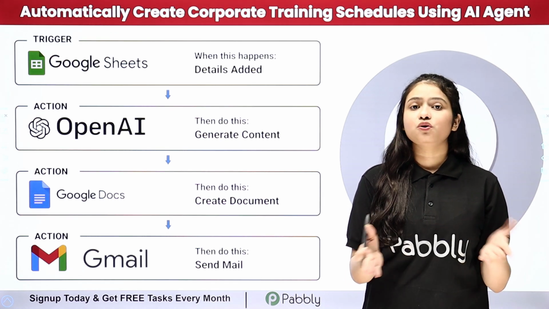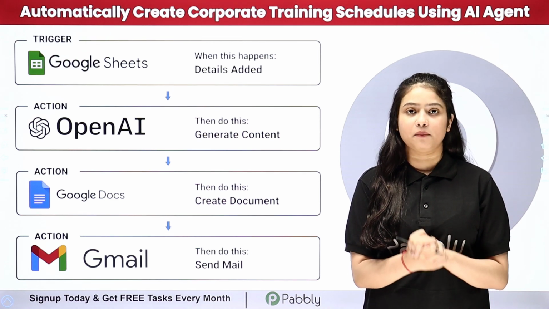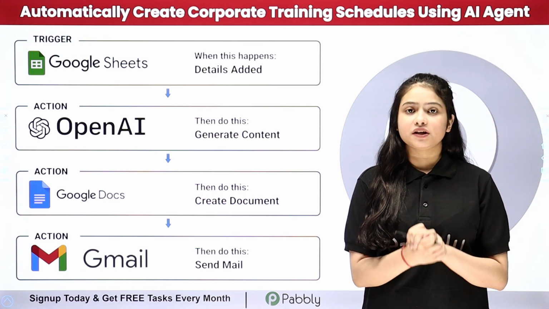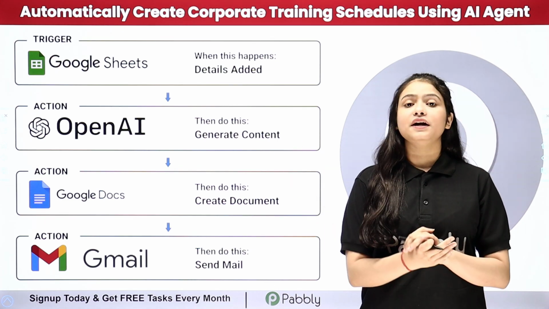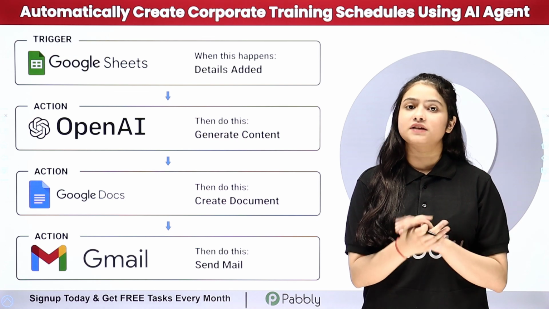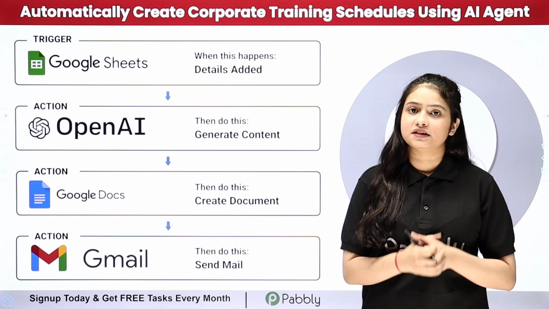Now, every time in my Google Sheets a new row is added along with the details of a new employee and their department, automatically a corporate training schedule is going to be generated with the help of AI agent, that is OpenAI. A document is going to be generated for that same schedule, and automatically the PDF of that schedule is going to be sent to the designated employee.